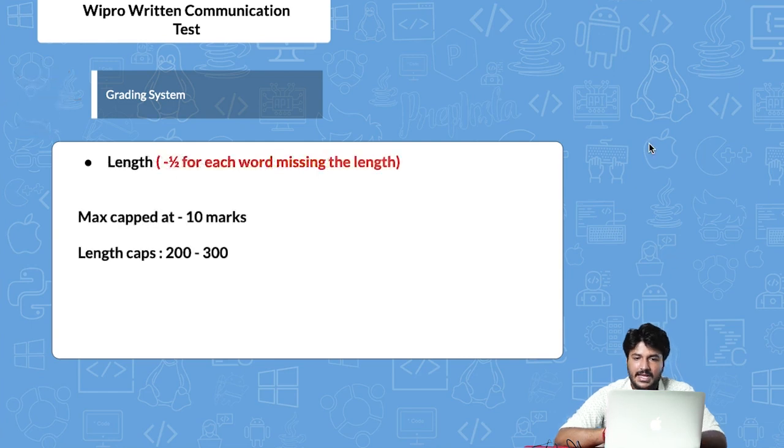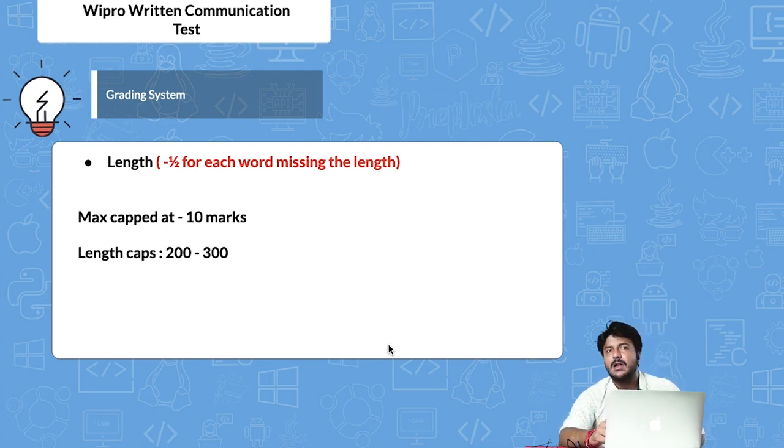Okay. So again, the next is length. Ideally, what Wipro says is that you should write a paragraph between 100 to 300 words. But what we assume from the Intellimetric system is that the length range is 200 to 300. And this is also a negative marking type. You are not going to get positive marks for it, but you are going to be penalized for it.